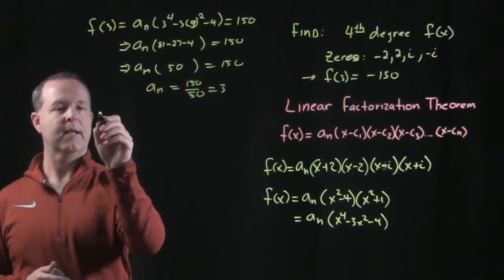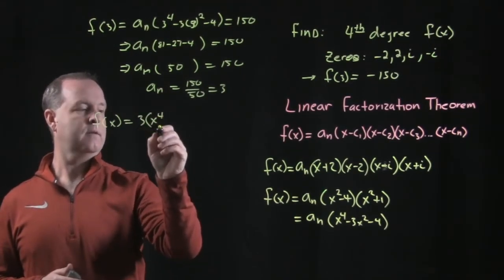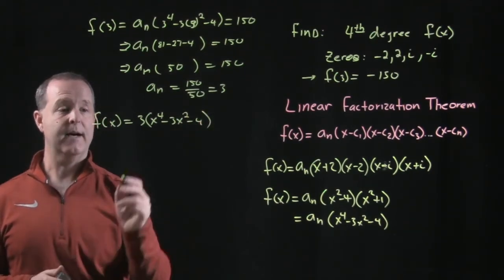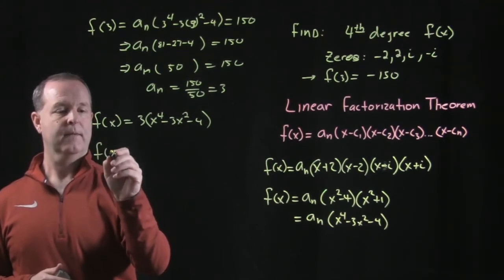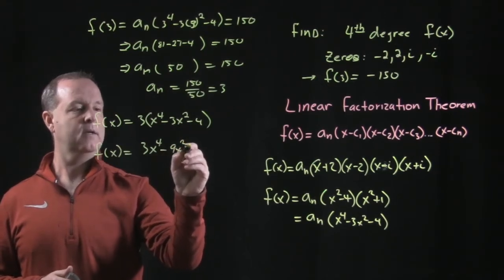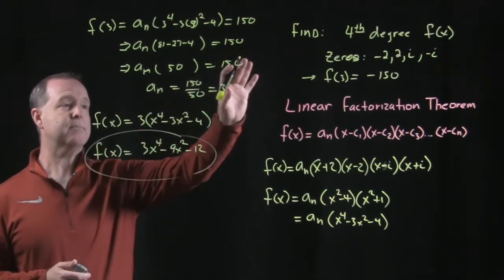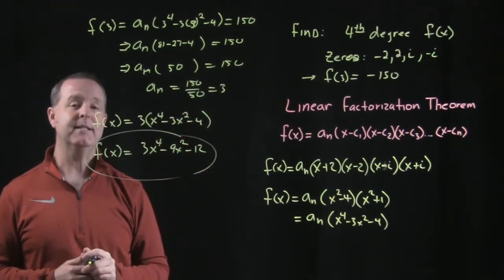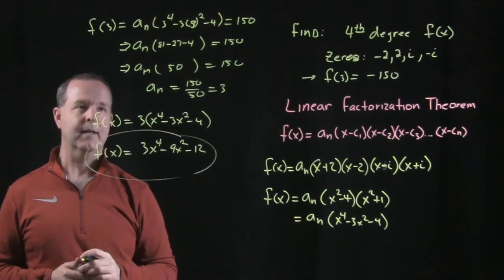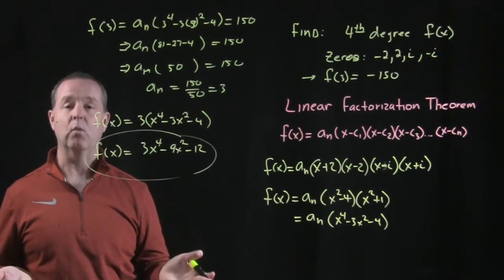So my function now would look like f of x equals 3 times x to the fourth minus 3x squared minus a 4. And then cleaning it up, distribute that 3 all the way through. f of x equals 3x to the fourth minus 9x squared minus 12. So there is the function that meets my initial criteria that has zeros at -2, 2, and i and also produces a result that f of 3 is evaluated at -150. So we can work our way backwards.